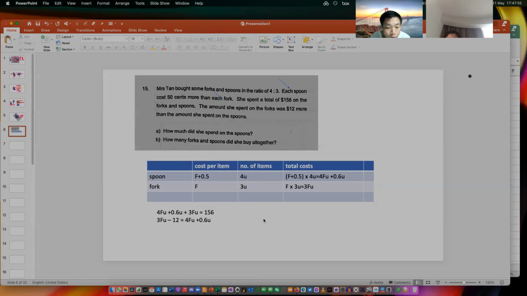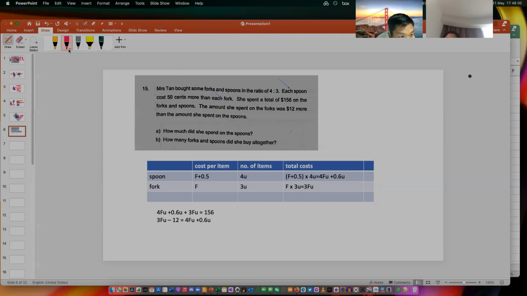Can you see this? I think you have learned this before. This is called simultaneous equation. So this is your equation 1 and this is your equation 2. So far so good. So what do you have for the first equation? If you continue to simplify it further, you have your 4FU here and then 3FU. So you end up with 7FU plus your 0.6U equals 156.